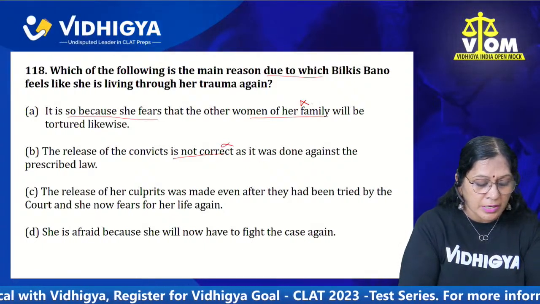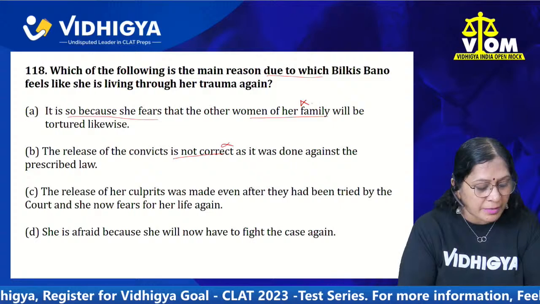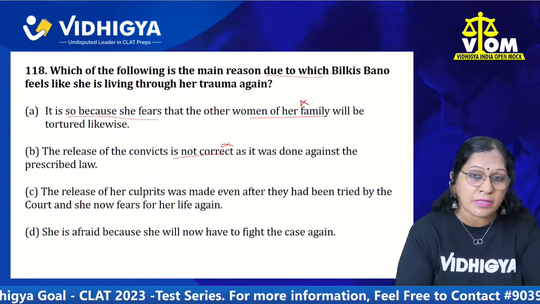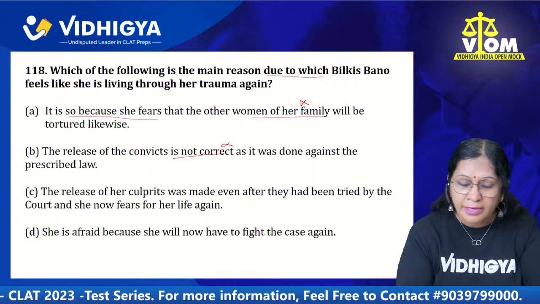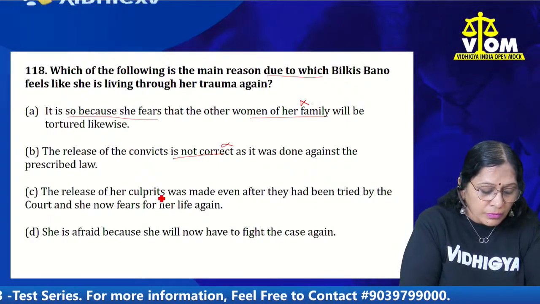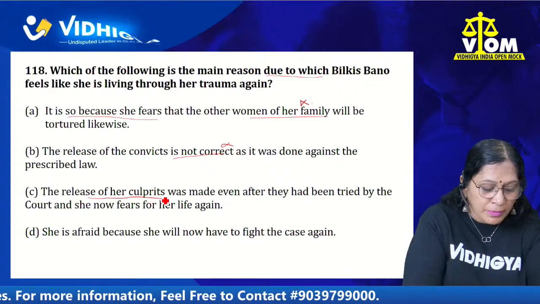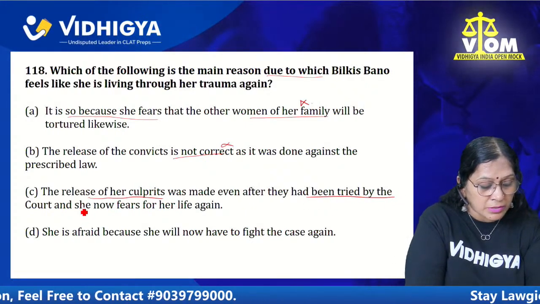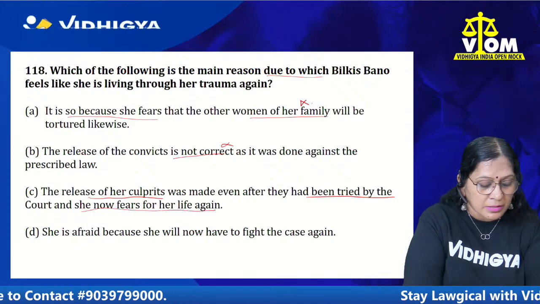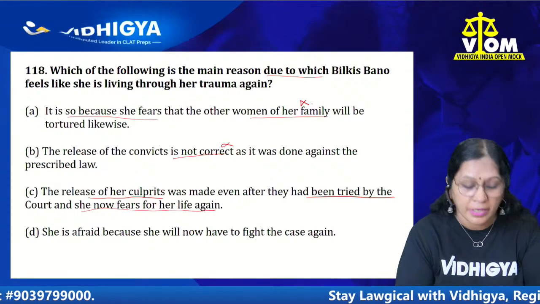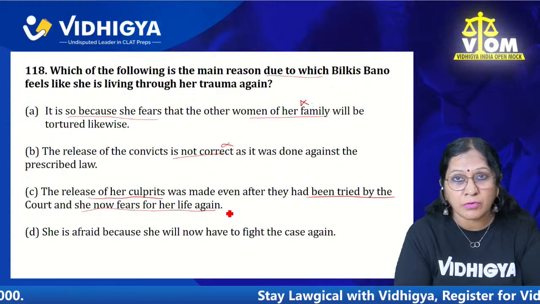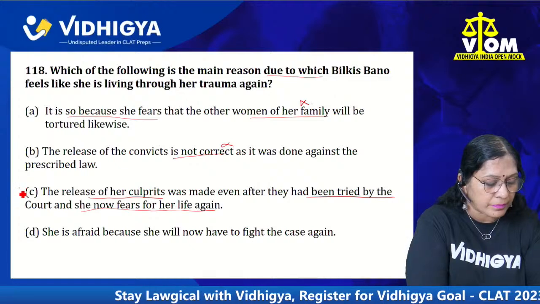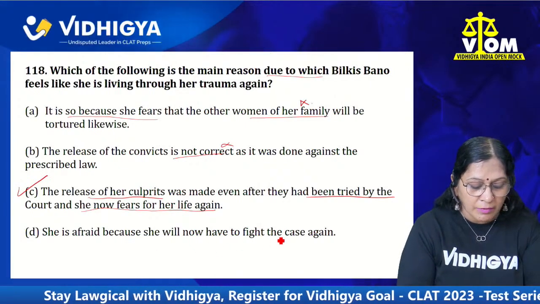The release of her culprits was made even after they had been tried by the court, and she now fears for her life again. So she was earlier receiving those threats also, no? We had read in the paragraph. Because those people were released, even after being tried by the court, the case ran, and after that they still let them go. So she now fears for her life again. Those people are not going to leave her. So this is possible. And she is afraid because she'll now have to fight the case again.